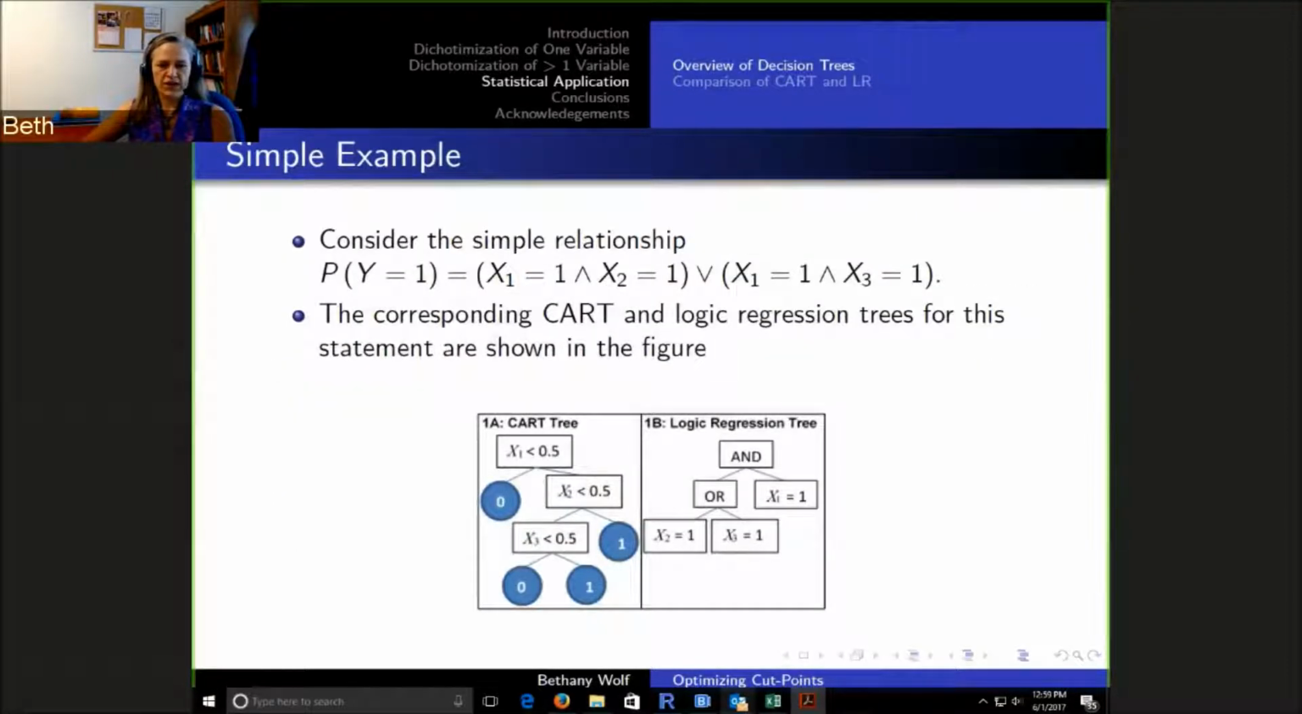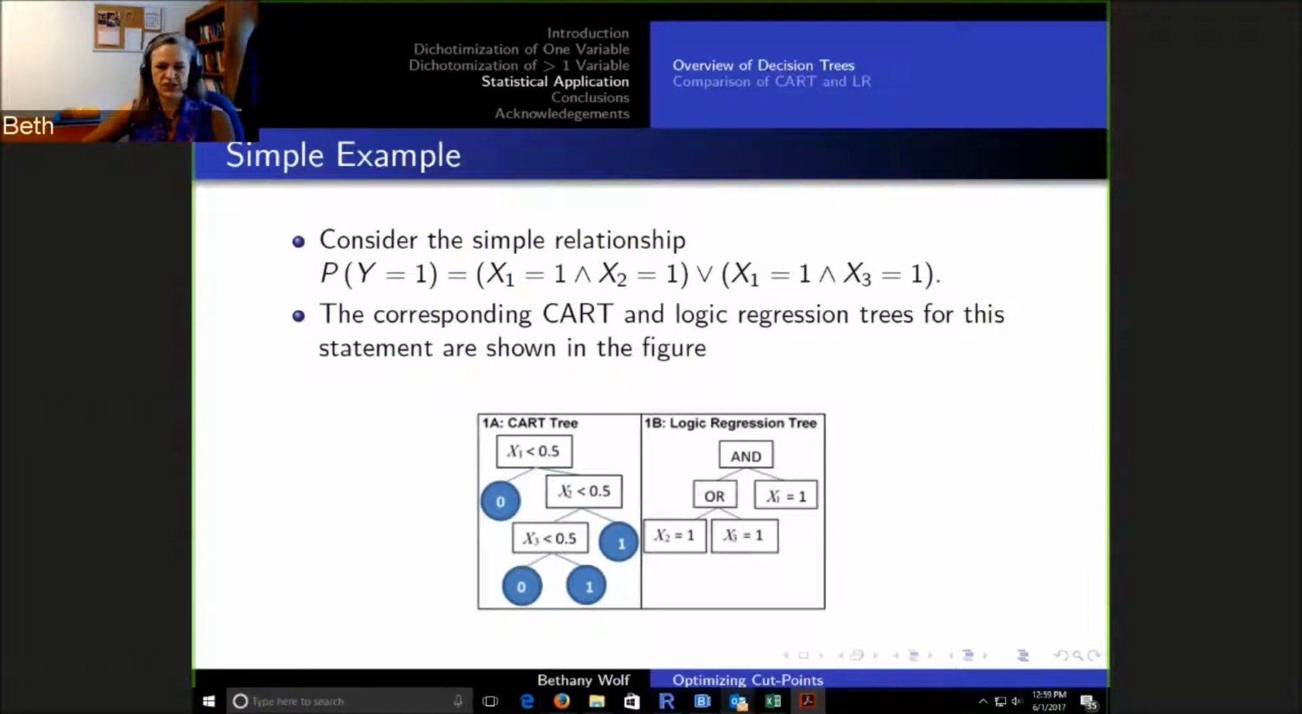So if we think about these two particular tree examples, we consider a statement here. So we have the probability of y equal to 1 is equal to the relationship where x1 and x2 are both equal to 1. So x1 and x2 are now binary variables. Or x1 and x3 are equal to 1.